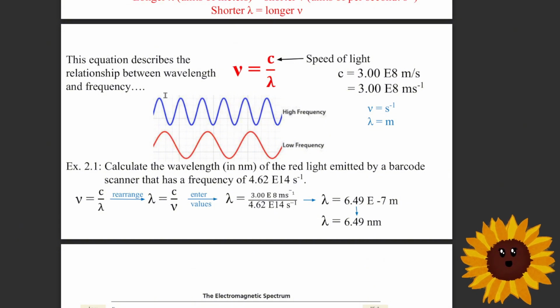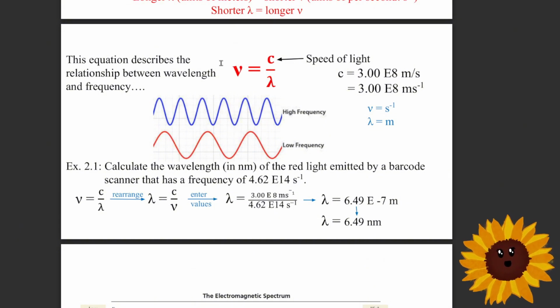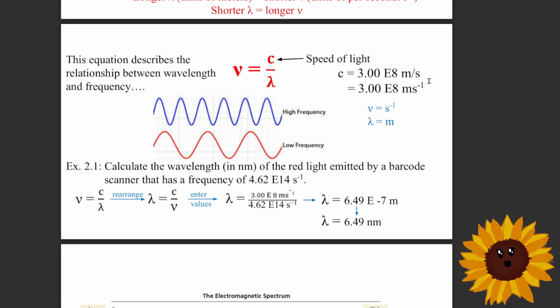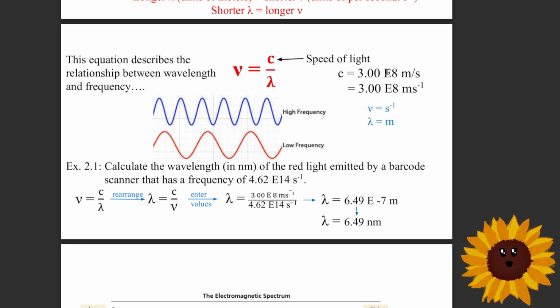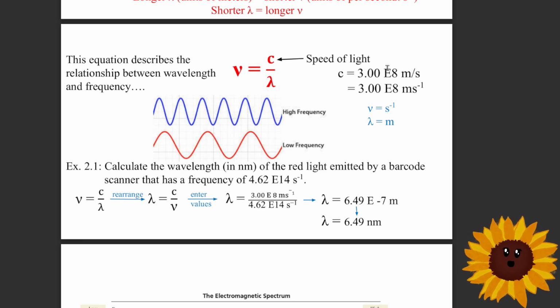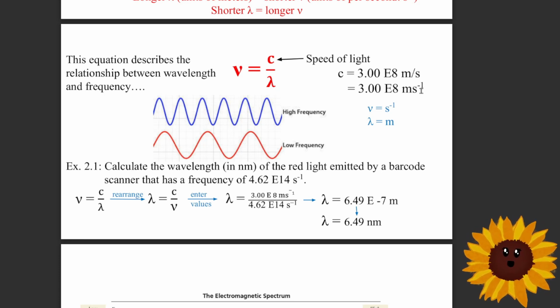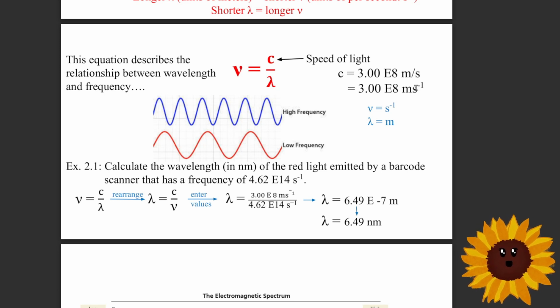This equation describes the relationship between wavelength and frequency. So we have our frequency, our little curly ν here, which equals c, which is the speed of light. This is the speed of light right here. It's 3.00 times 10 to the 8th, or E8 meters per second, or you can also read it as meters second to the -1. This right here, the -1 on the s, basically means divided by whatever the value is here.